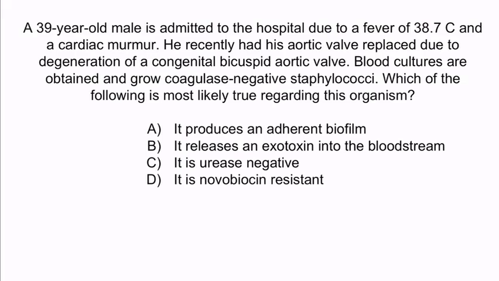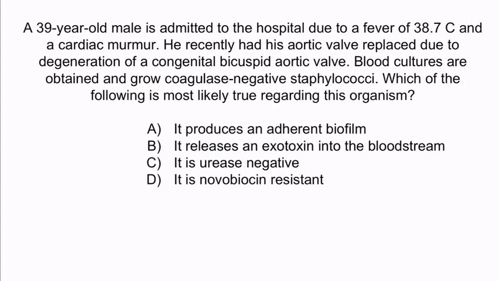A 39-year-old male is admitted to the hospital due to a fever of 38.7 degrees Celsius and a cardiac murmur. He recently had his aortic valve replaced due to degeneration of a congenital bicuspid aortic valve. Blood cultures are obtained and grow coagulase-negative Staphylococci. Which of the following is most likely true regarding this organism? A. It produces an adherent biofilm. B. It releases an exotoxin into the bloodstream. C. It is urease negative. Or D. It is novobiosin resistant.